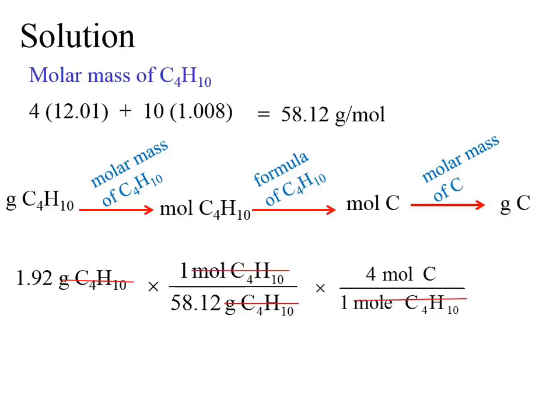And then last but not least, what's the last term? 12.01 grams of carbon over 1 mole of carbon. Perfect. How many sig figs do we need to round this to? 3, because of the 1.92. Round to 3 significant figures, and I get 1.59 grams of carbon.